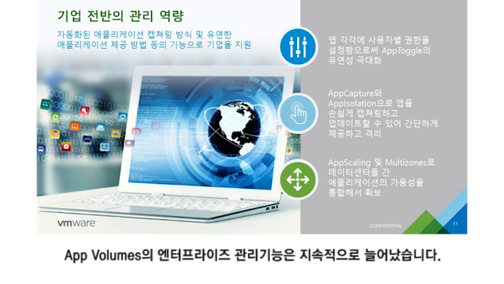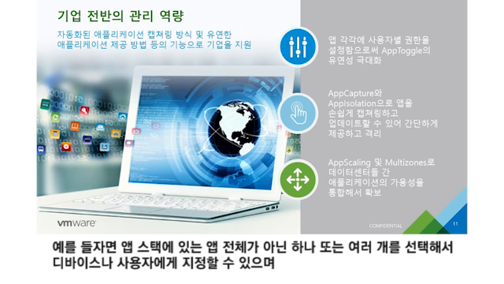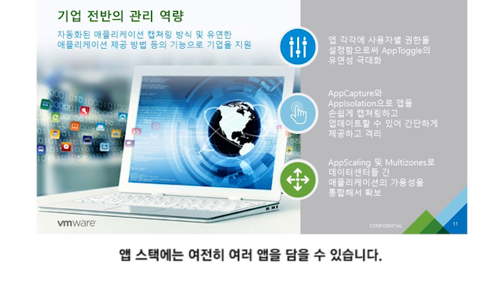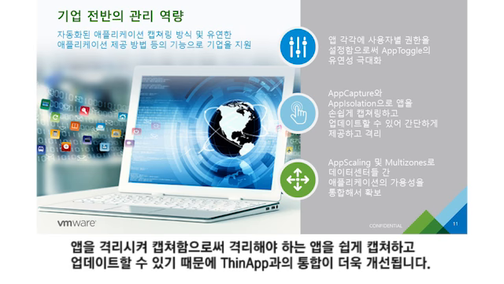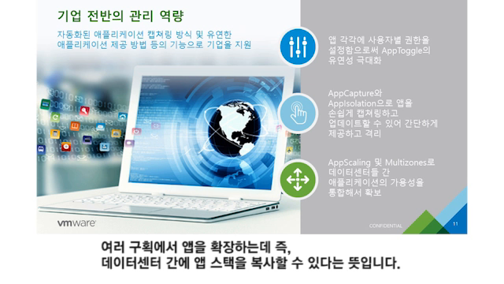Now, more enterprise management capabilities have actually been added to App Volumes. Instead of assigning all apps, for example, from an app stack to a device or a user, IT can choose a single app or a few apps to be delivered from an app stack. And that app stack can still contain many different applications. We call this feature app toggling. App capture with app isolation allows IT to easily capture and update apps that need isolation, so a little bit more integration within App Volumes. App scaling with multi-zones means IT can replicate app stacks across data centers.